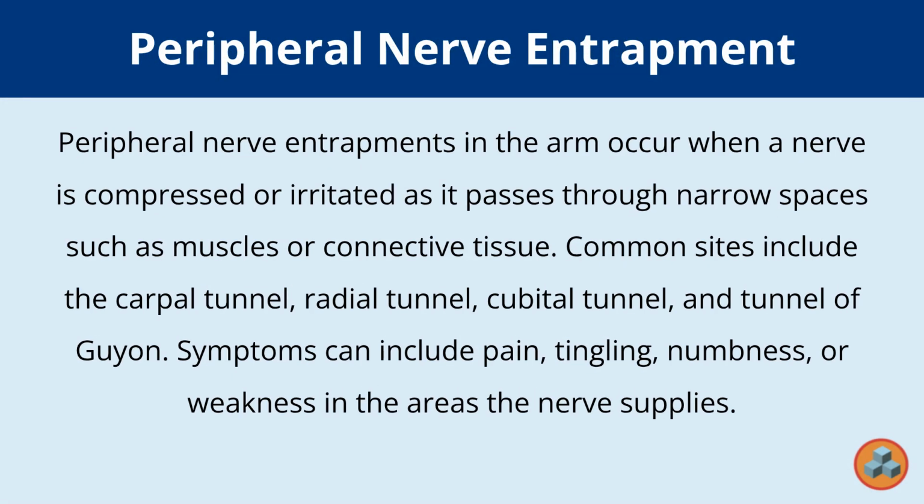Peripheral nerve entrapments in the arm occur when a nerve is compressed or irritated as it passes through narrow spaces such as muscles or connective tissue. Common sites include the carpal tunnel, radial tunnel, cubital tunnel, and tunnel of Guyon. Symptoms can include pain, tingling, numbness, or weakness in the areas the nerve supplies.